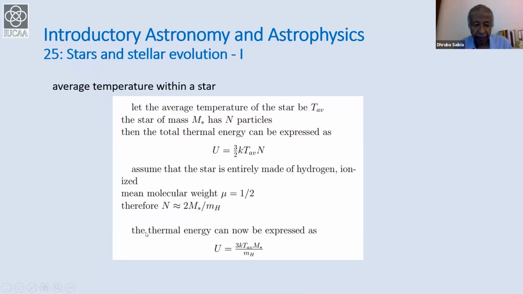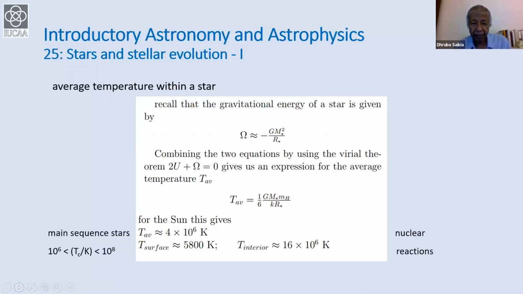So for the total thermal energy now, I'm going to substitute for N. The 2 cancels out. Total thermal energy is given by 3 k T average times M star, the mass of the star, divided by the mass of the hydrogen atom, which is the mass of the proton. Now we know that the gravitational energy of a star is approximately GM squared upon R. You can have some factors over here, it doesn't matter. You're just doing an order of magnitude calculation.